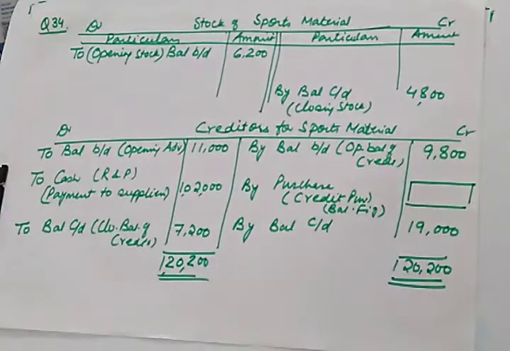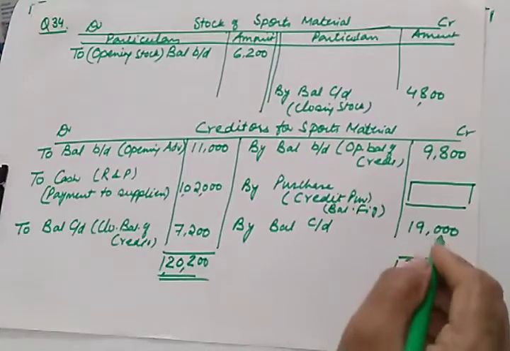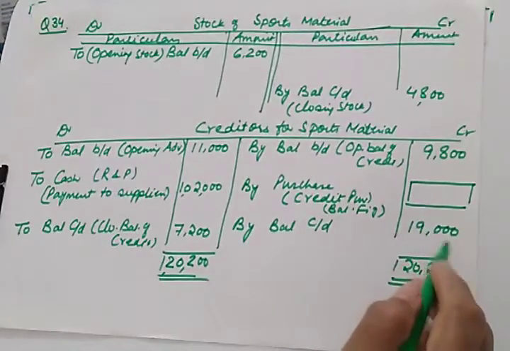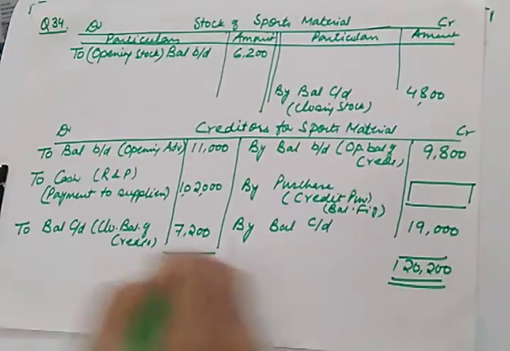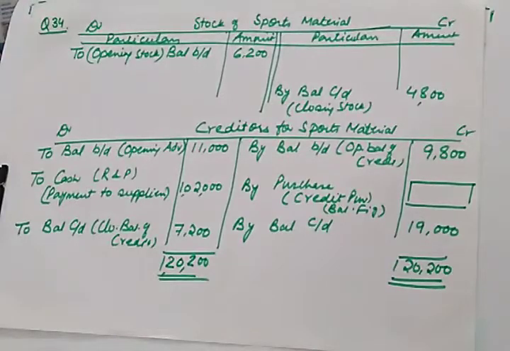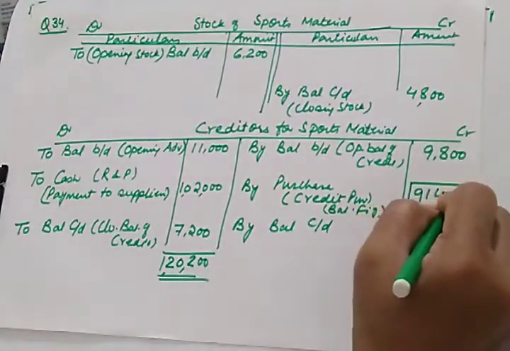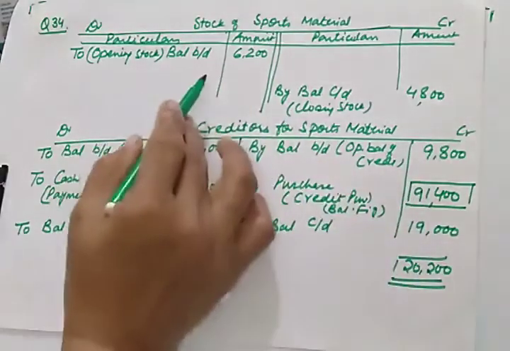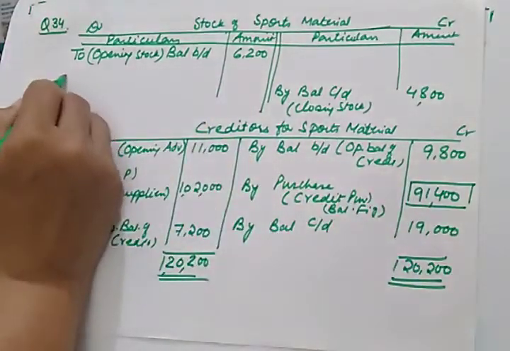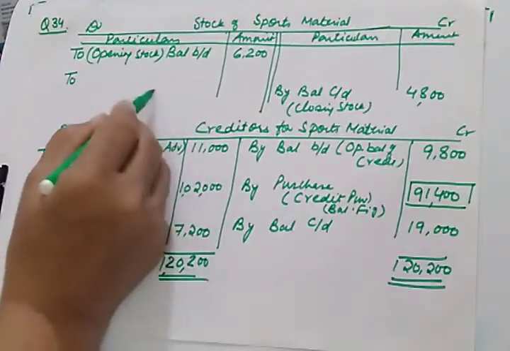So missing figure of purchase here will be, let us calculate, this is 28,800. You need to deduct it from 1,20,200. So we'll be able to get 91,400. And you know that this amount will be recorded here also. It will go here. So I am putting an arrow.